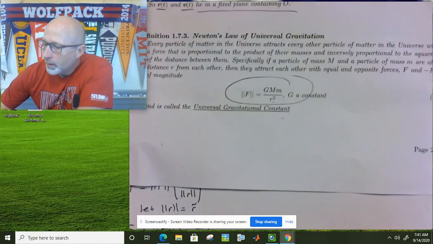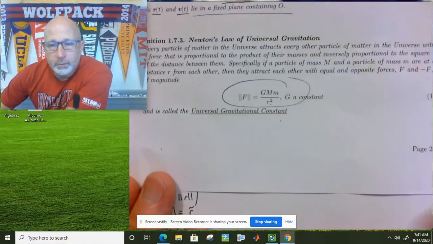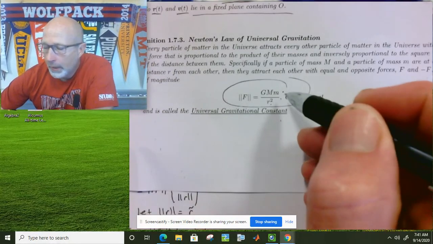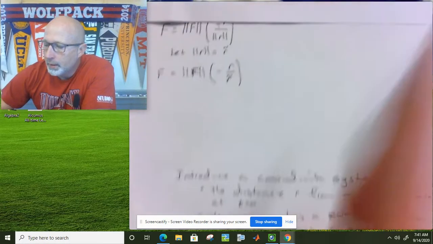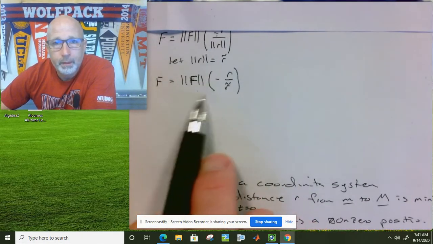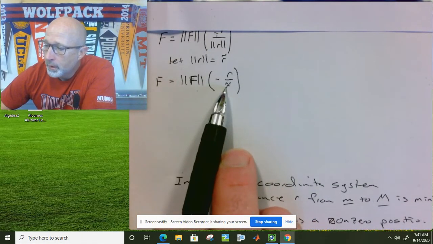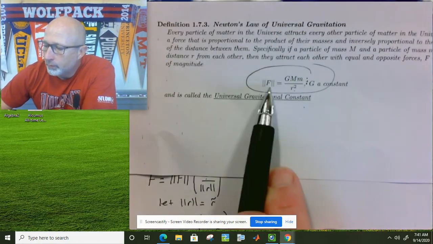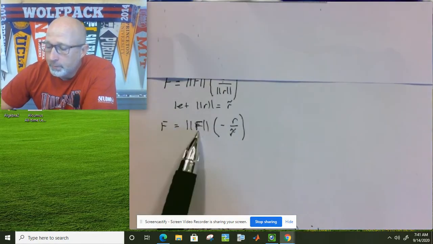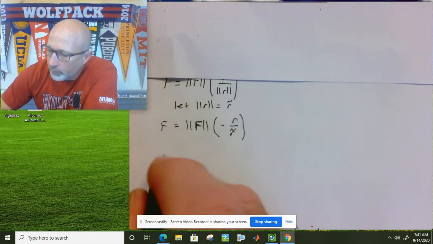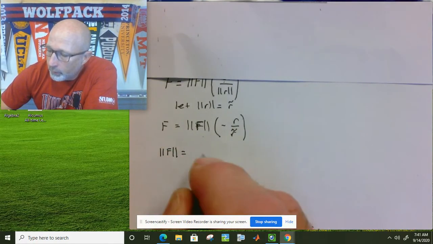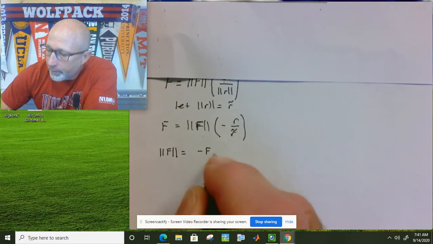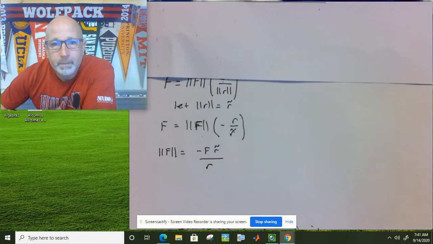Okay, so anyway, what I'm going to do is rewrite this equation in terms of this, and this is R tilde. If you notice, this has a magnitude of F, and this has a magnitude of F. So I'm going to solve for the magnitude of F here. So the magnitude of F is equal to negative F times R tilde all over R.